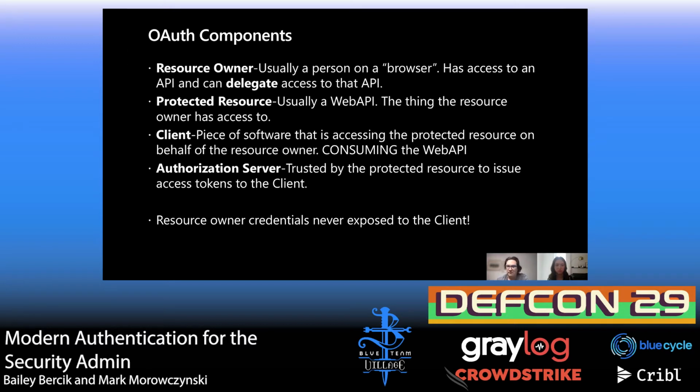So in that previous example, that was the Contoso test app. That Contoso test app is going to consume this protected resource. It's going to consume that web API. And the way it's going to do that is through something called access tokens, and it's going to get an access token from the authorization server.